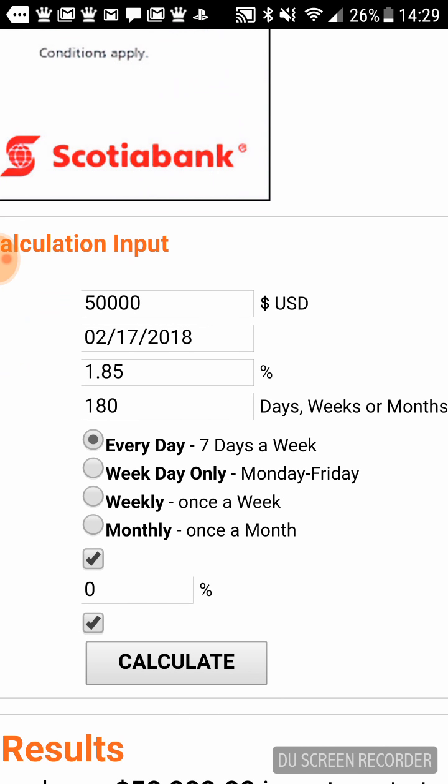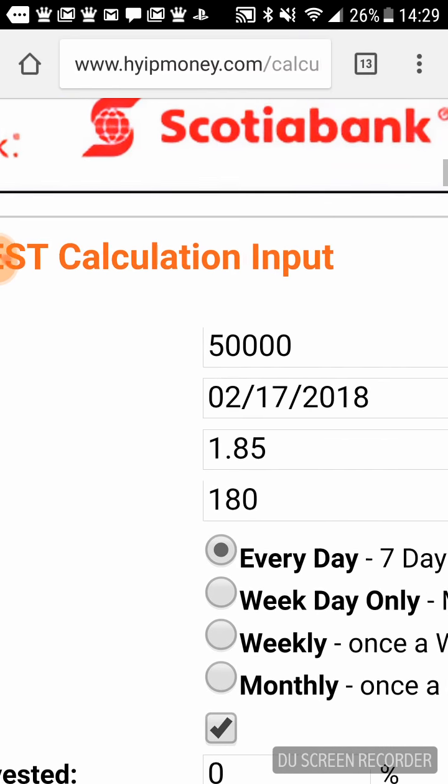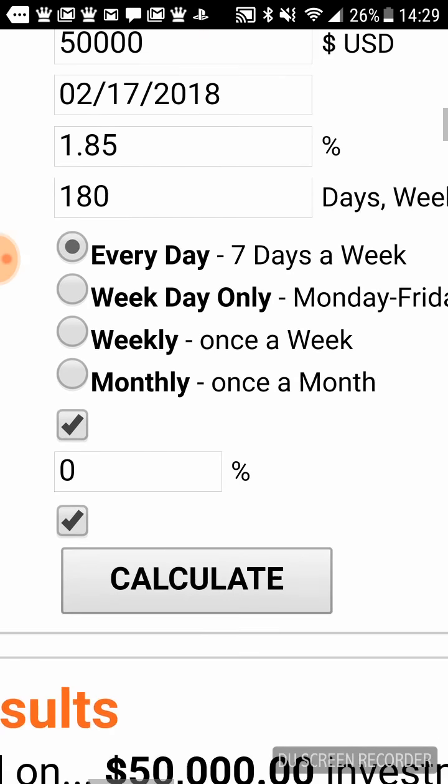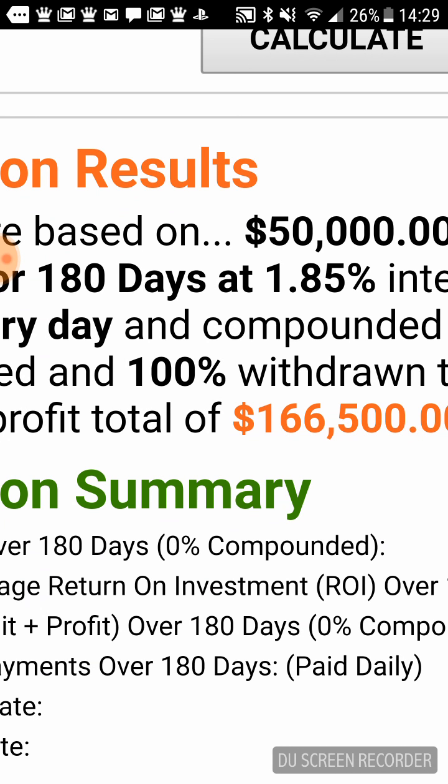for me, I would say the benchmark would be right here, right about 50 grand, for doing the withdraw 100% versus reinvesting 25%.